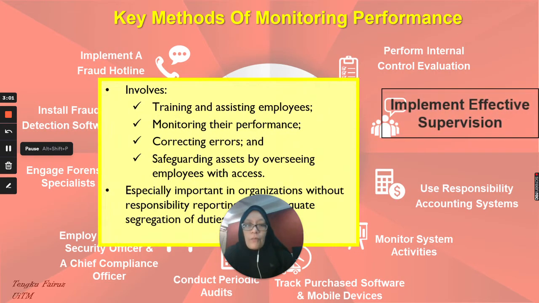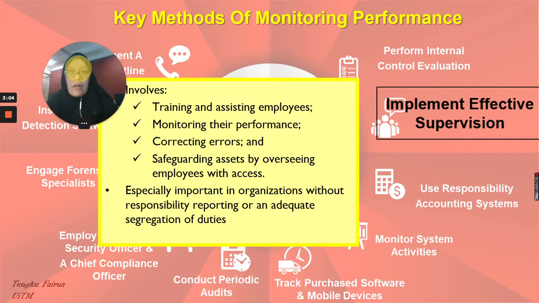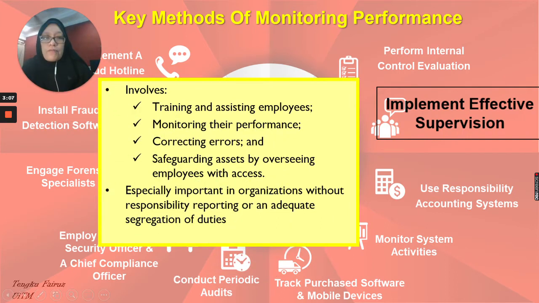Okay, the second method of monitoring, they can implement effective supervision. It can involve training, assisting the employees, monitoring their performance, correcting errors, and safeguarding assets by overseeing the employees with access. This is especially important to an organization without responsibility reporting or an adequate segregation of duties. So for example, if the company doesn't have the procedure on adequate segregation of duties, they need to have supervision to supervise the activities.